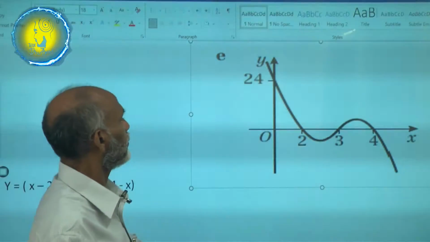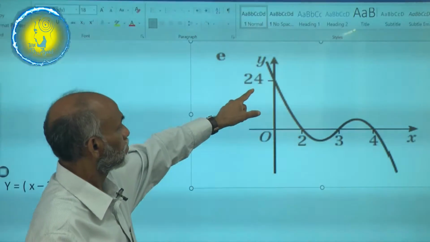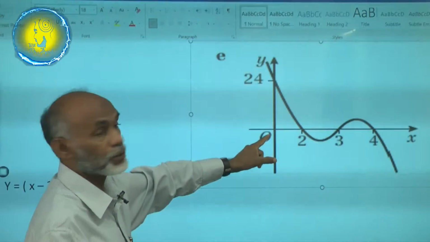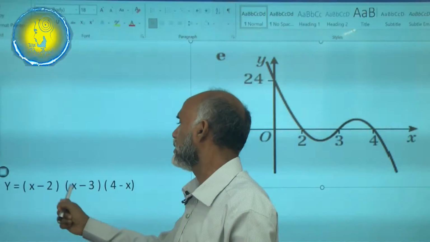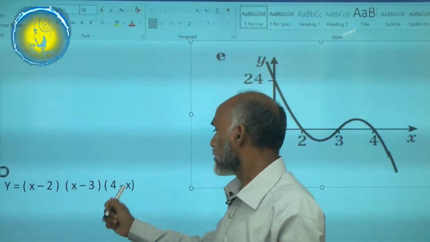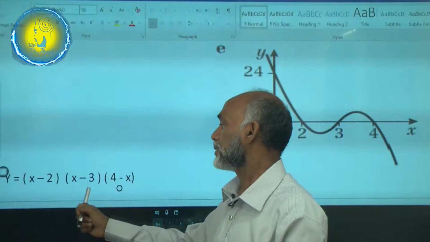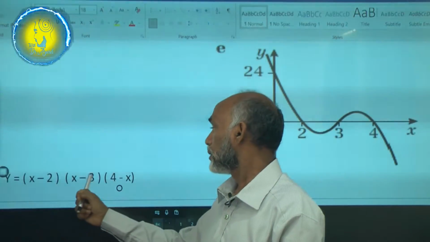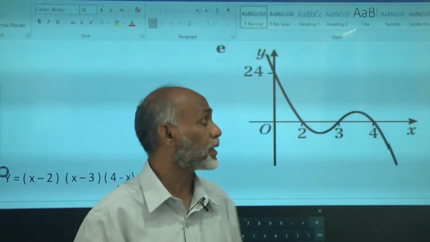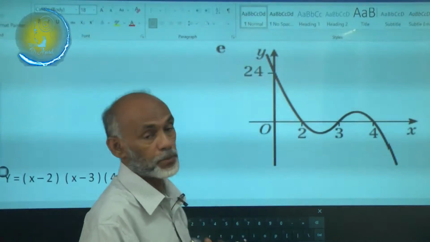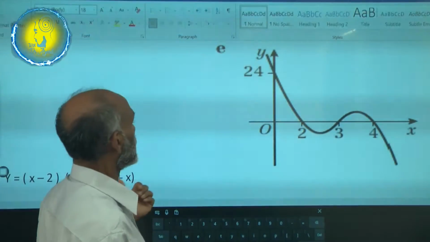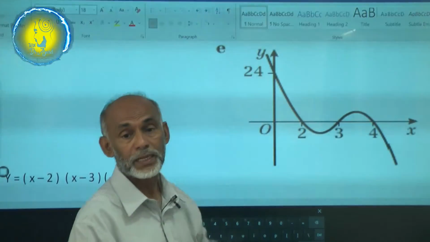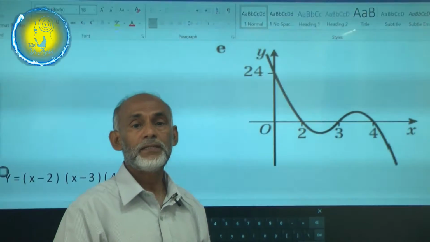How do you identify the y-intercept here? When x is 0, you will get the y value. When x is 0, in each case, here it is 4, here it is minus 3, here it is minus 2. Therefore you get minus 24 as the intercept point. So from the equation of the function, you can identify the characteristic of the curve.